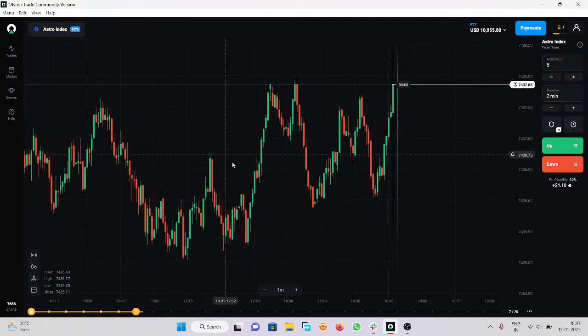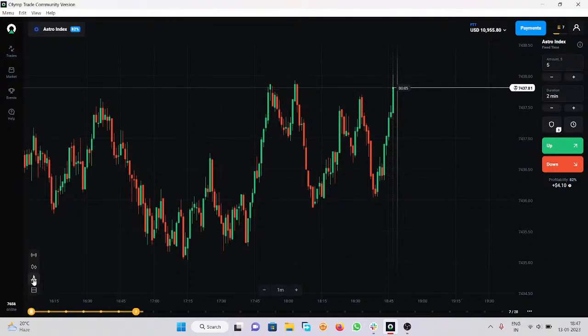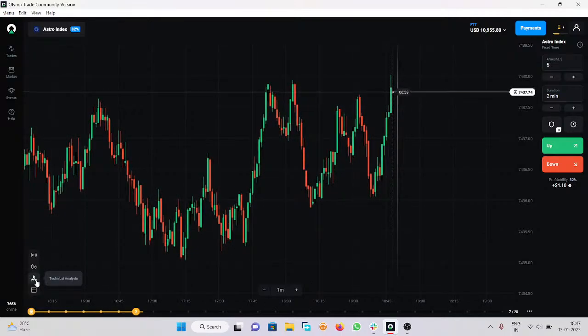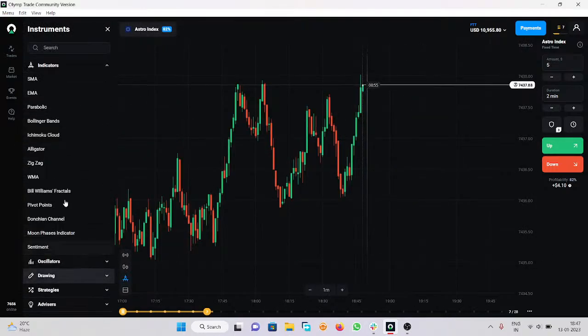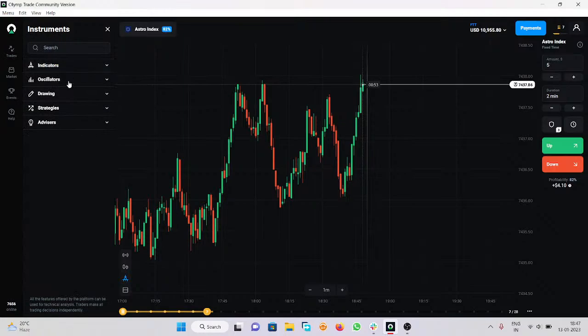For the strategies, what we need to do: there is a symbol which looks like a column A or like an Eiffel Tower. You just need to click it. Once you click it, a menu comes up: indicator, oscillator, drawing tool, strategies and advisors.